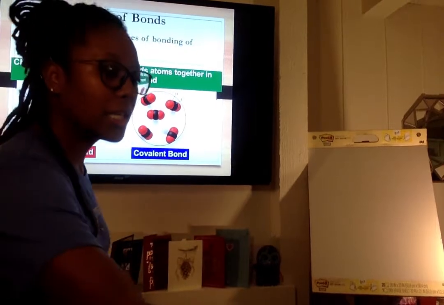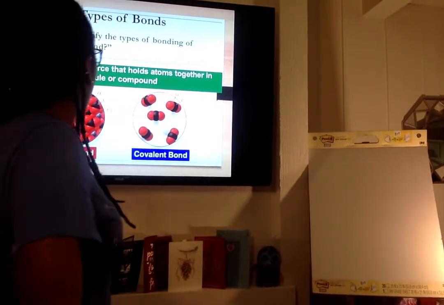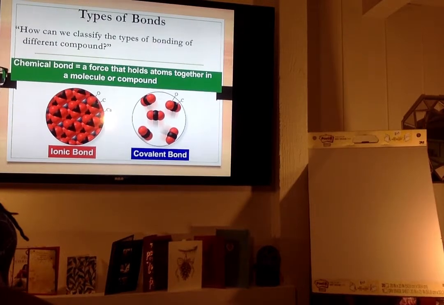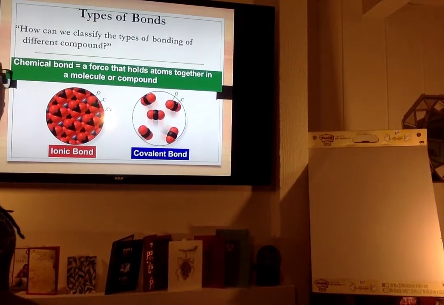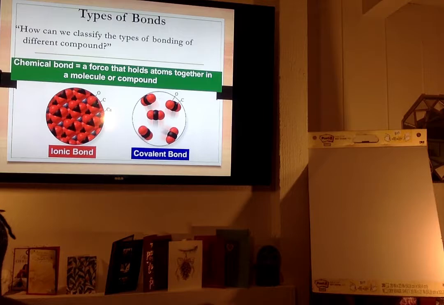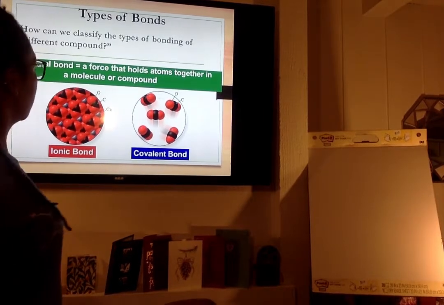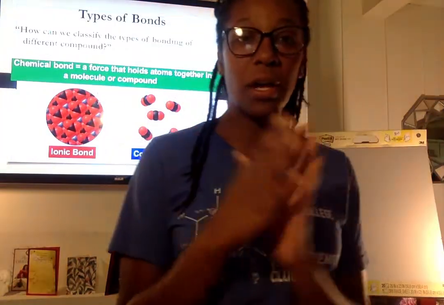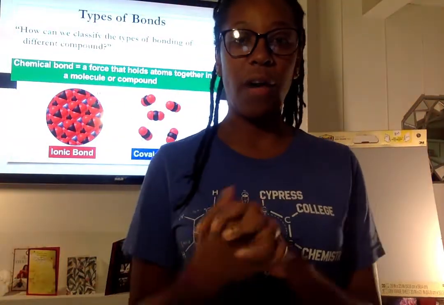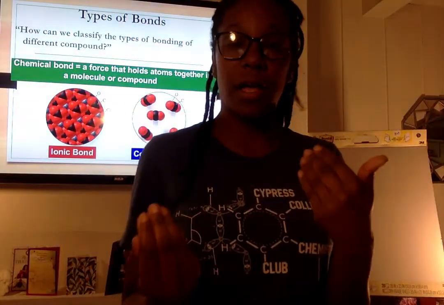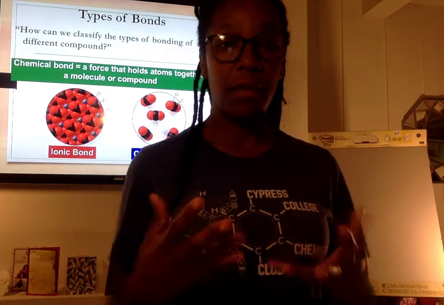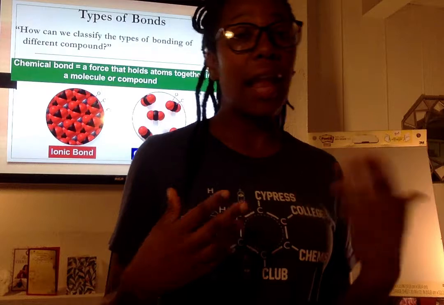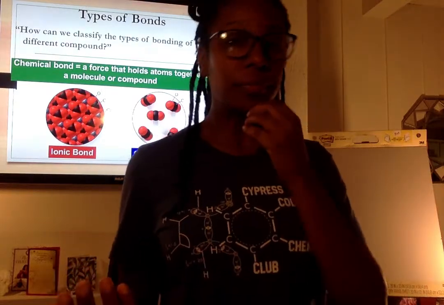So, the types of bonds. How can we classify the types of bonding of different compounds? Chemical bonds are a force that holds atoms together in a molecular compound. So you have ionic bonds and covalent bonds. We've talked about when you have ions, right? And what are ions? They're a charged atom of some sort, so it's a charged particle. So you have anions and cations.